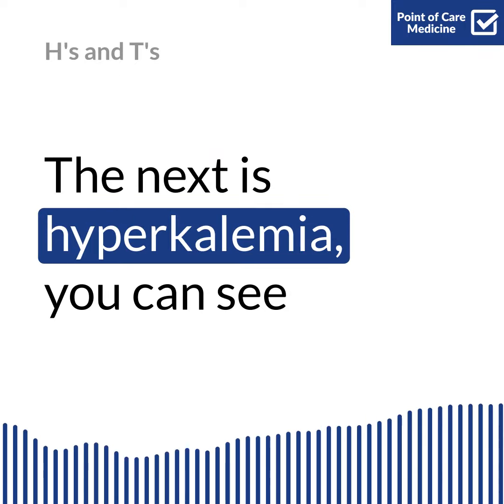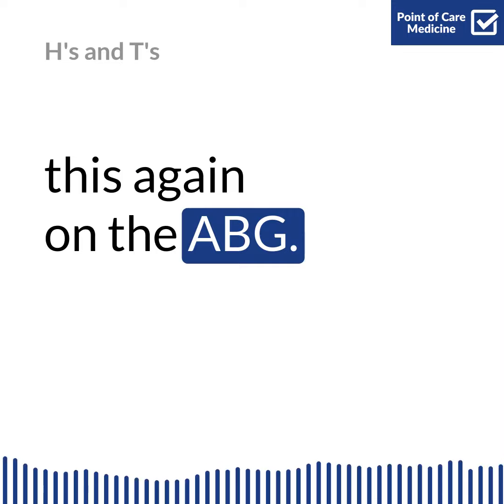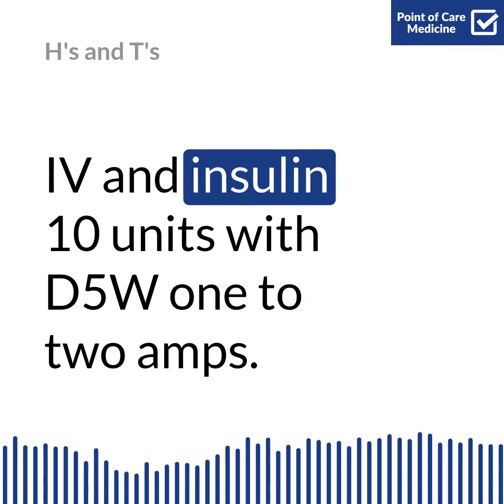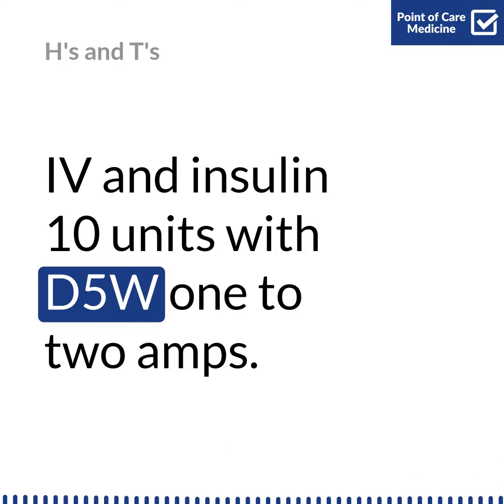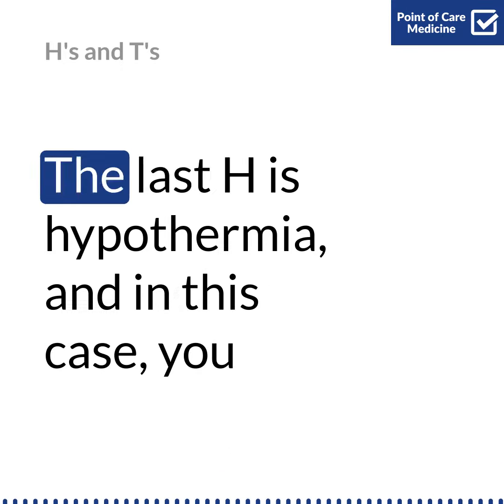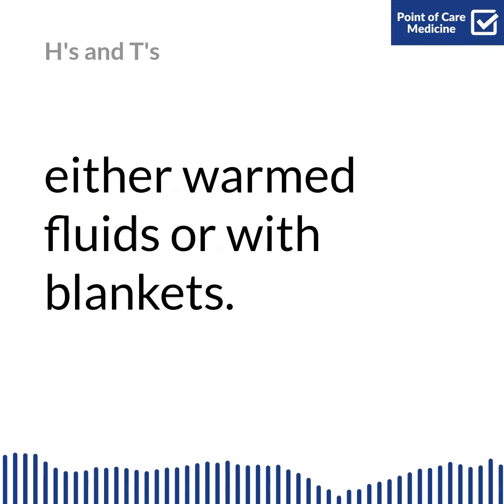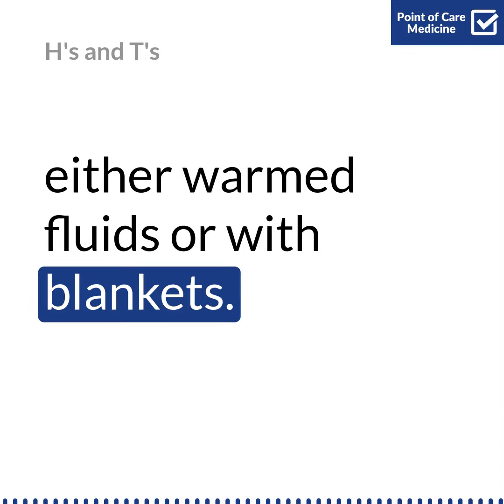The next is hyperkalemia. You can see this again on the ABG. You can give calcium gluconate 1 to 2 grams IV and insulin 10 units with D5W, 1 to 2 amps. The last H is hypothermia, and in this case you can just try to warm the patient up with either warmed fluids or with blankets.